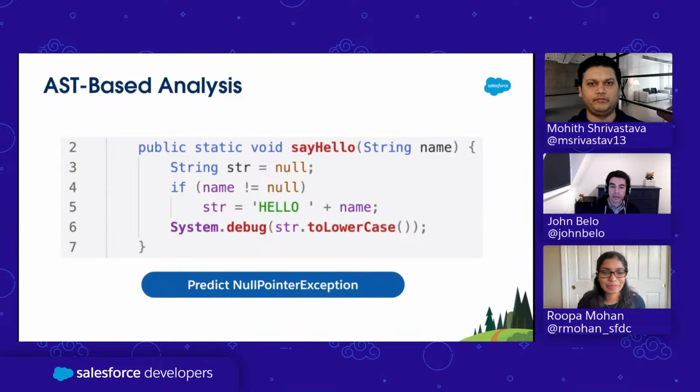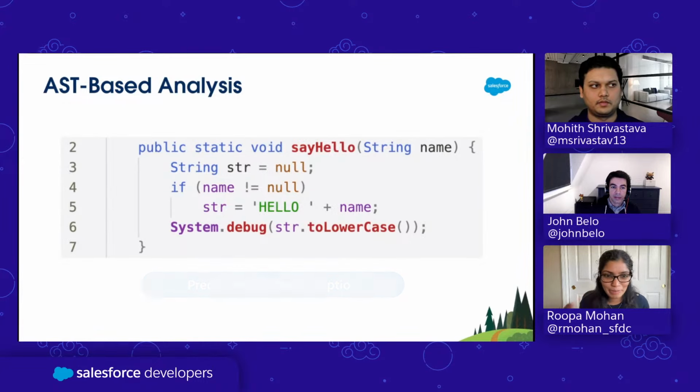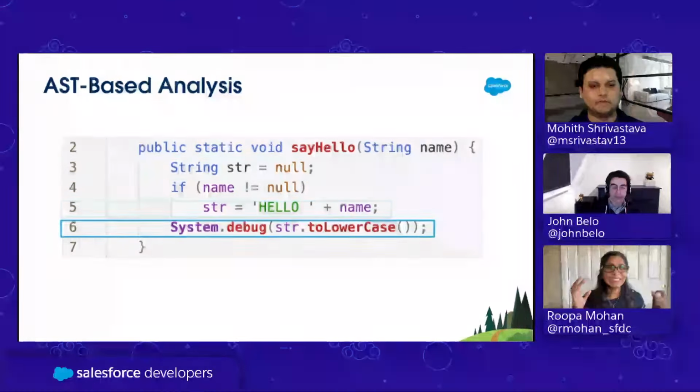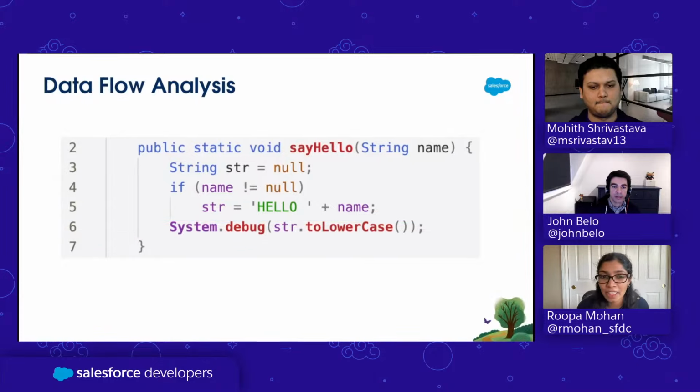It goes through the hierarchy of the entire code. It will pretty much look at each line. So John, if you can click through each line. It just looks at, there's a string, sure. And then there's an if condition, sure. There's a string, there's a system debug. It doesn't really understand what's going on here, but rather it looks at the structural integrity of this code and doesn't really help us detect the null pointer error.